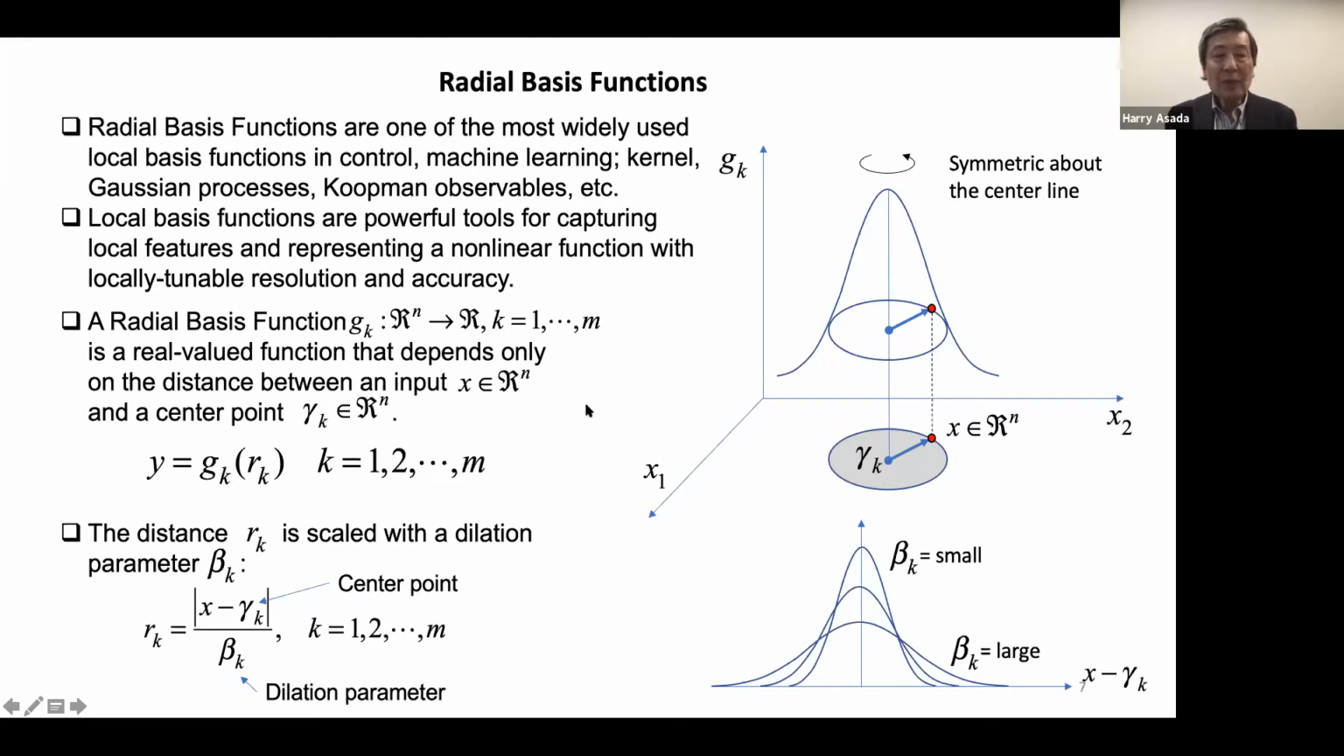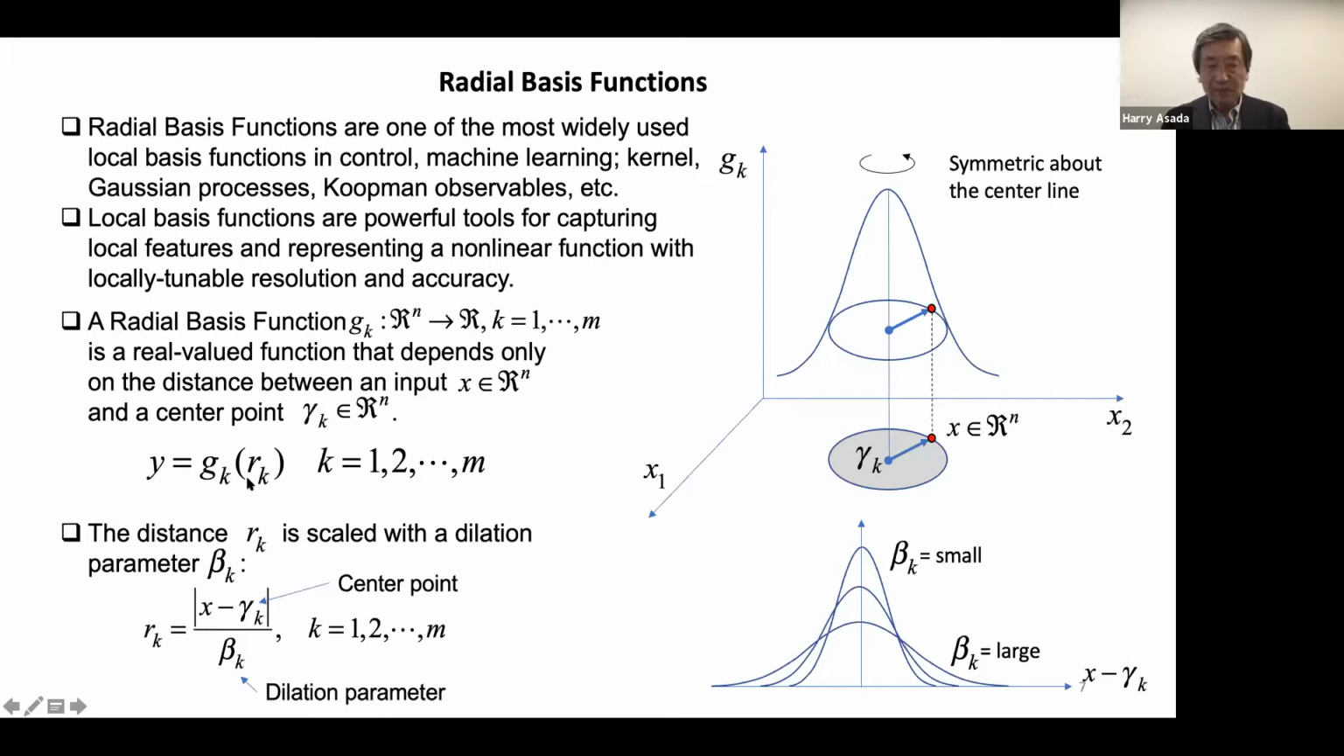Okay, and we put together many of them. Now this distance is somehow weighted, or scaled, I would say. The distance r k is scaled with the so-called dilation parameter beta, and here's the actual definition: the distance divided by beta k. This is the dilation parameter, and that's the weighted distance from the center, which is then used for evaluating this function.